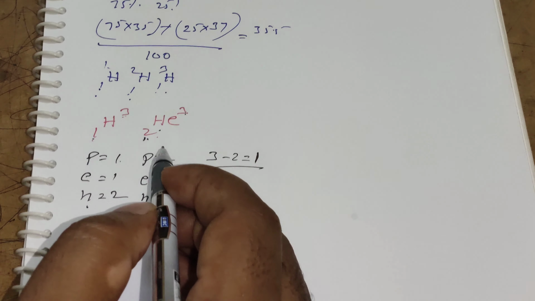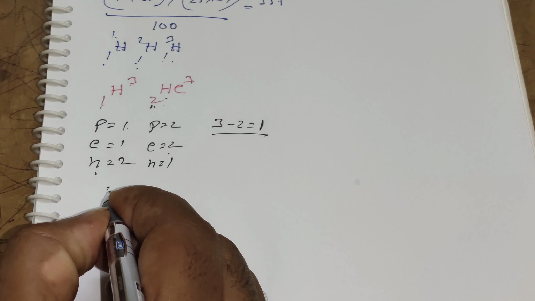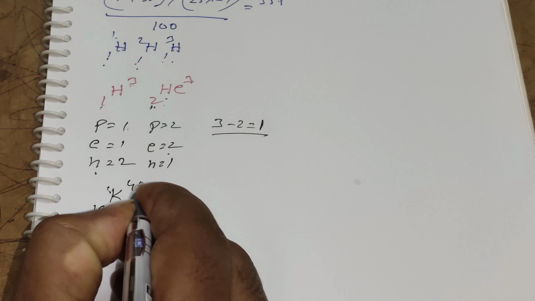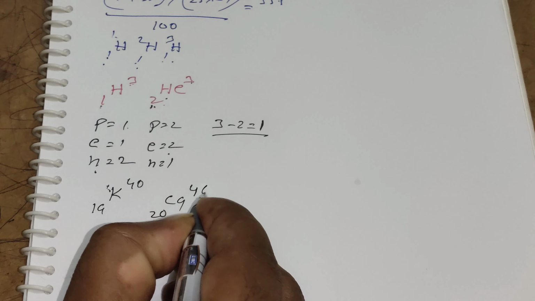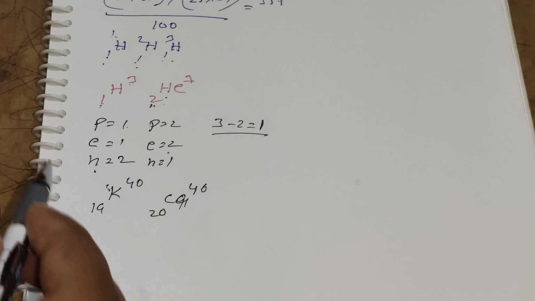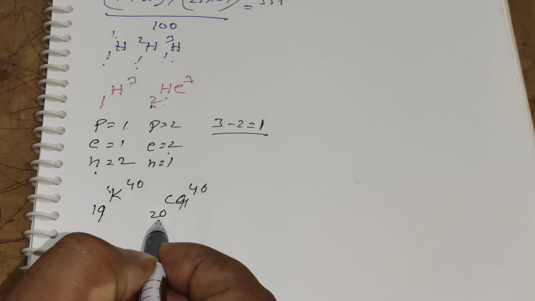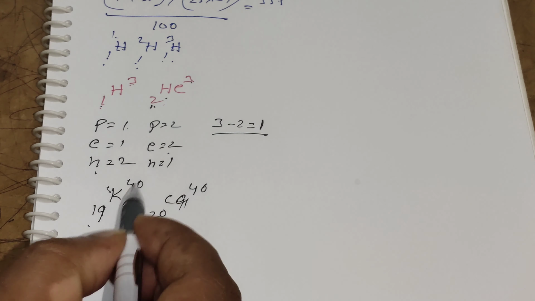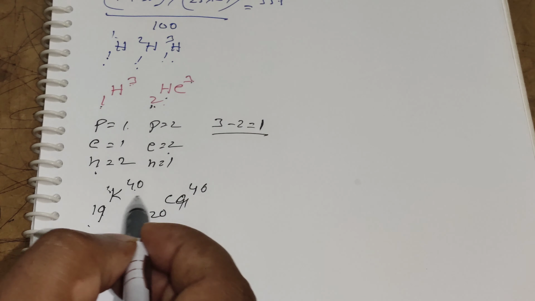One more example is potassium-40 (19K40) and calcium-40 (20Ca40). Here the potassium 19-40 and the second one is calcium 20-40, and here the atomic number is different but the mass number is the same, and it is also an example of isobars.